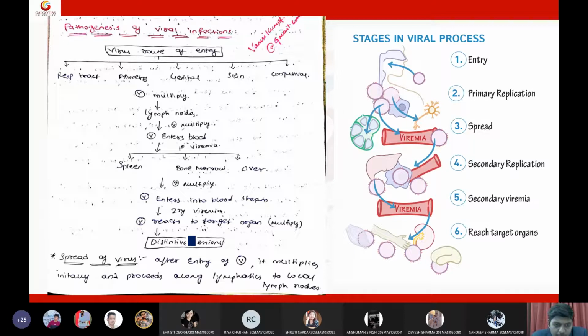If it is hepatitis, it will cause liver infection; polio, spinal cord infection. So this is the pathogenesis of viral infection. And the same thing I have given on the right side also. Entry, primary replication, spread, primary viremia, secondary viremia, then target organ. Okay. So this is the pathogenesis.